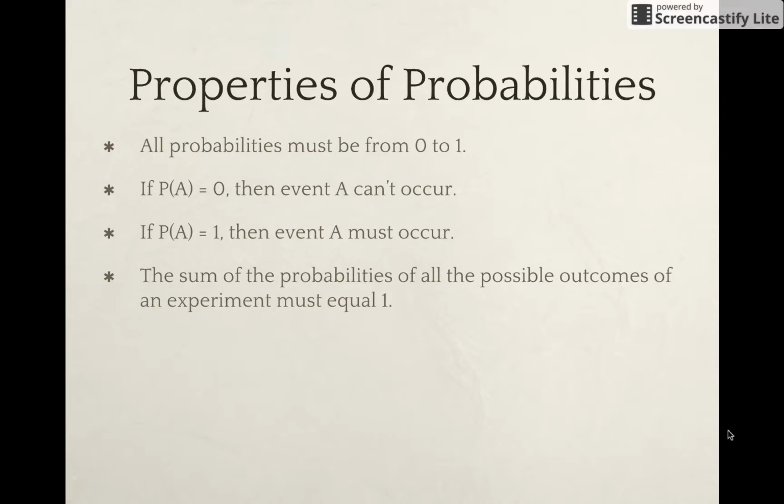There are some very important properties of probabilities. First, all probabilities must be values from 0 to 1. If the probability is 0, then that event can't occur. If the probability is 1, then the event must occur. And if we take all the possible outcomes of an experiment and sum those up, they must sum to equal 1.